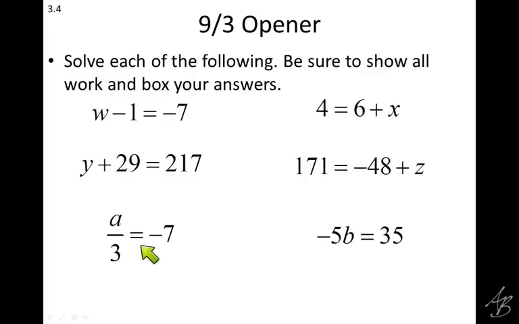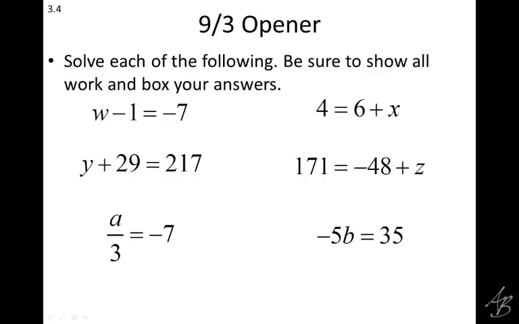Even this one right here doesn't really have to do with fractions, because it's really a division problem that to solve we're going to have to use multiplication. So we don't have to worry about fractions on any of these. There are two things that we're going to do before we start solving each one of these. What are those two things?